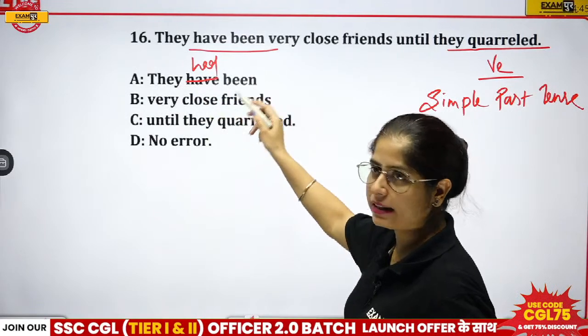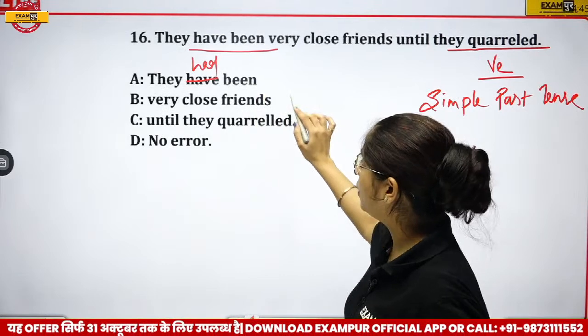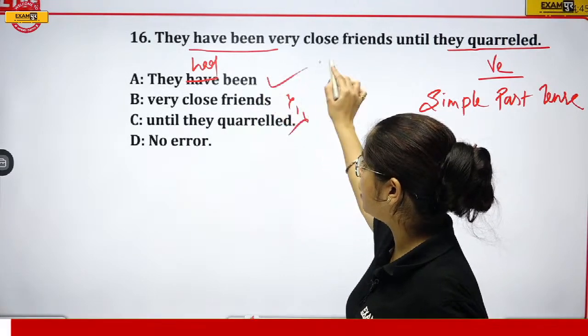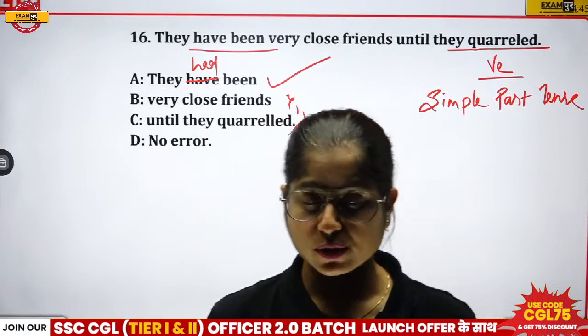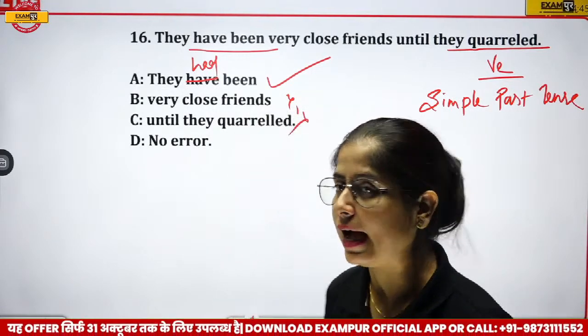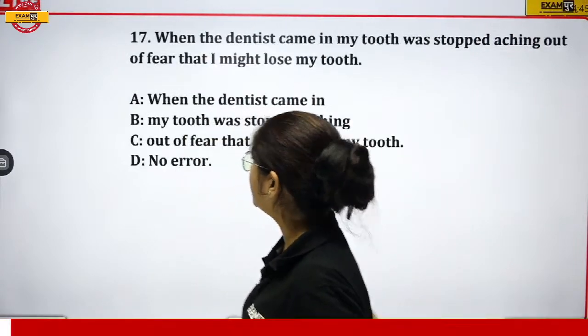But before that, they had been very close friends. After they quarreled, they were not, right? So this is correct, this is correct. The error lies in part A. Instead of have, we needed a word that shows the past perfect tense, and that is had, not have. Very good, amazing. And here we go.